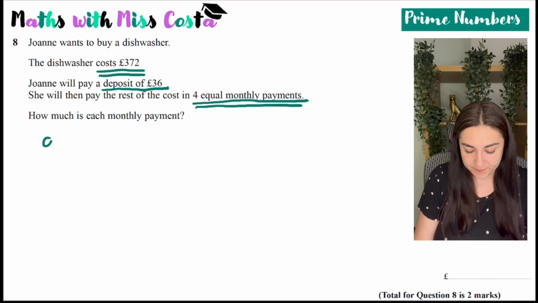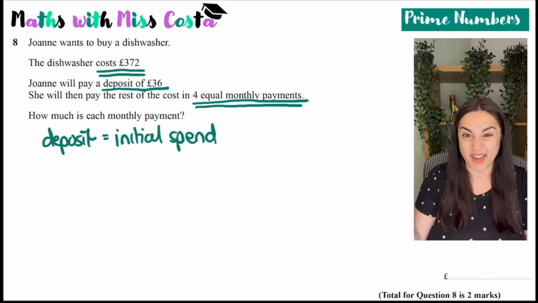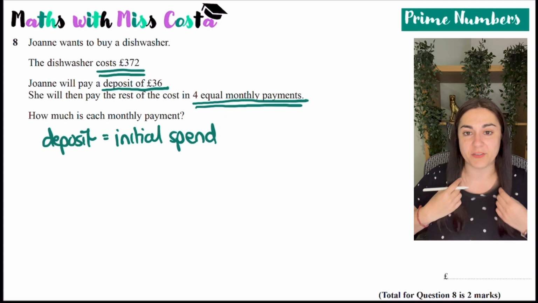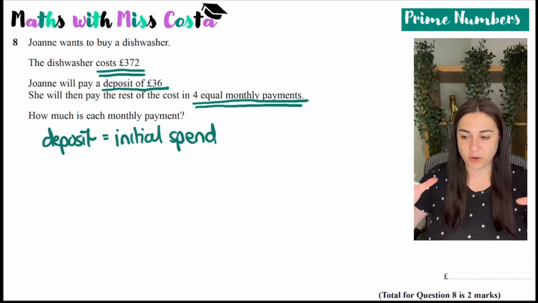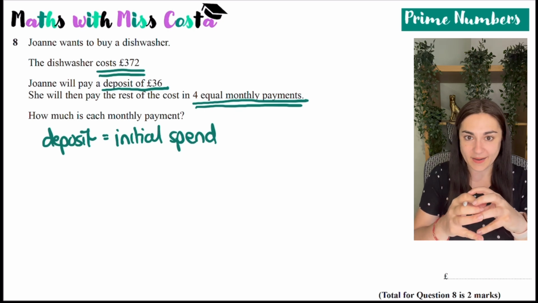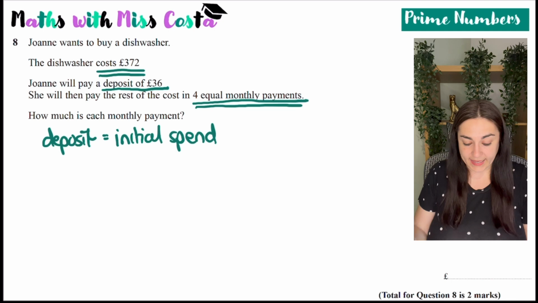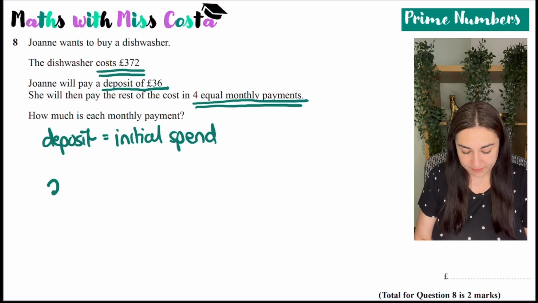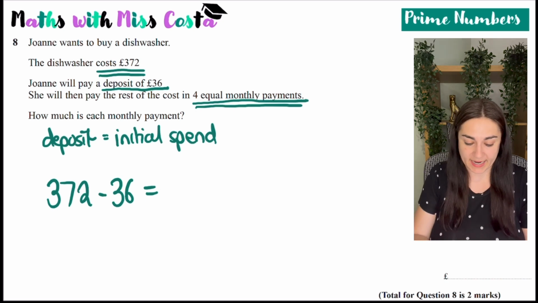So a deposit is like the initial spend that you make. Sometimes you can't afford to buy something outright because you don't have enough cash, so you pay a deposit to secure that purchase. So the deposit is just the initial bit of money that you pay. So it costs £372 and she pays a deposit of £36. So she's paid that £36 off, so she doesn't need to pay it again in the future.